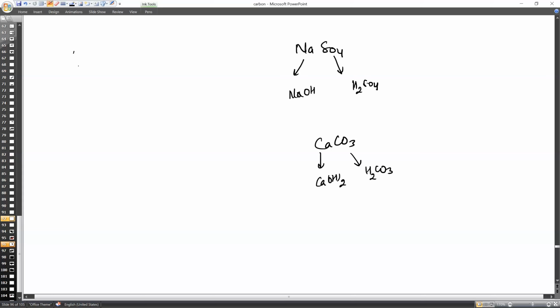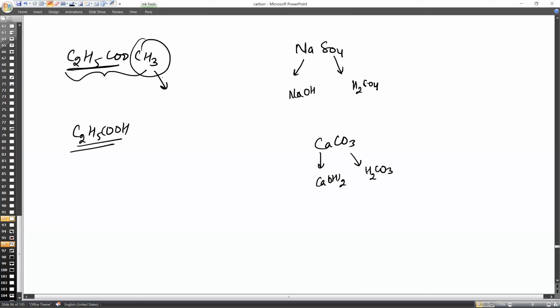Similarly, when we have an ester like C2H5COOCH3, there must be its parent alcohol and parent carboxylic acid from which it is made. So its parent carboxylic acid is this carbon chain, C2H5COOH, or we can say it's propanoic acid, and its parent alcohol is here. It is only CH3, so the parent alcohol is CH3OH. You understood? Yes, sir.